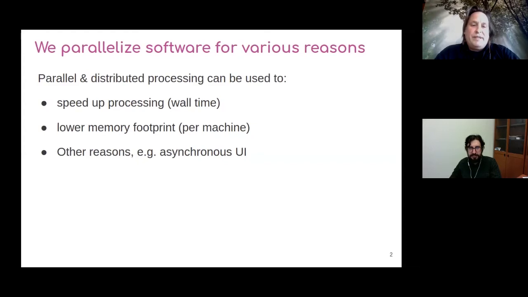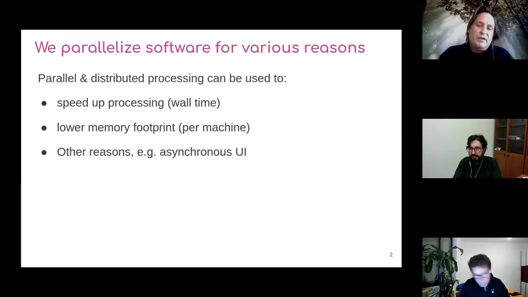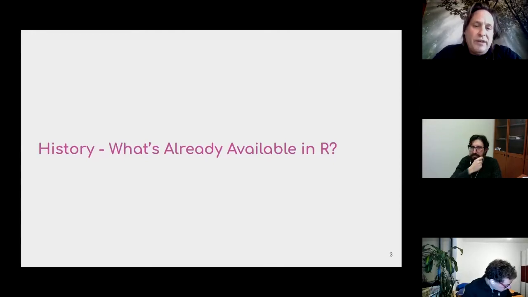We also have reasons such as user interfaces. If we run some heavy task when we click a button, we don't want that task to freeze the user interface, so you want to spawn things off in the background. So there are different reasons for parallelization. Let's look at what R has already available.